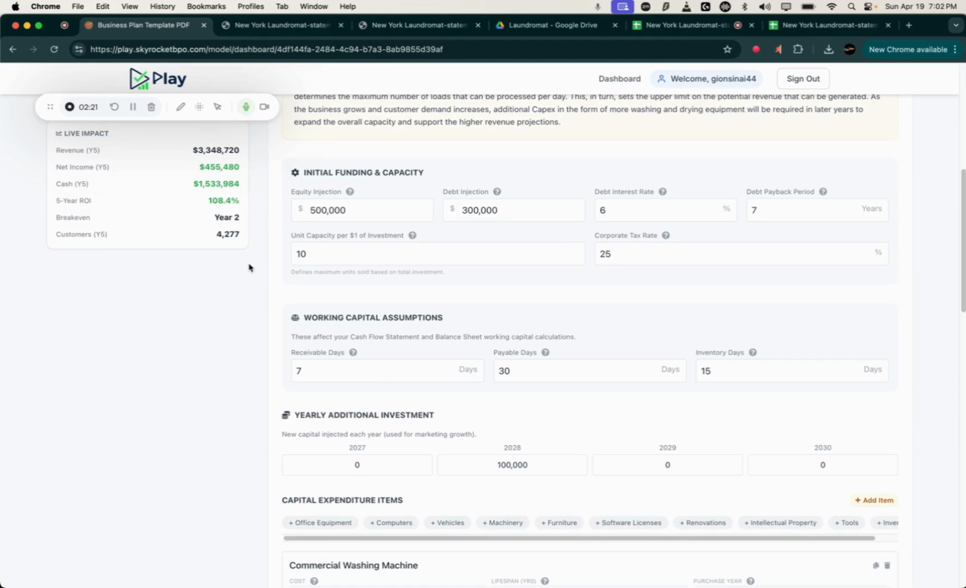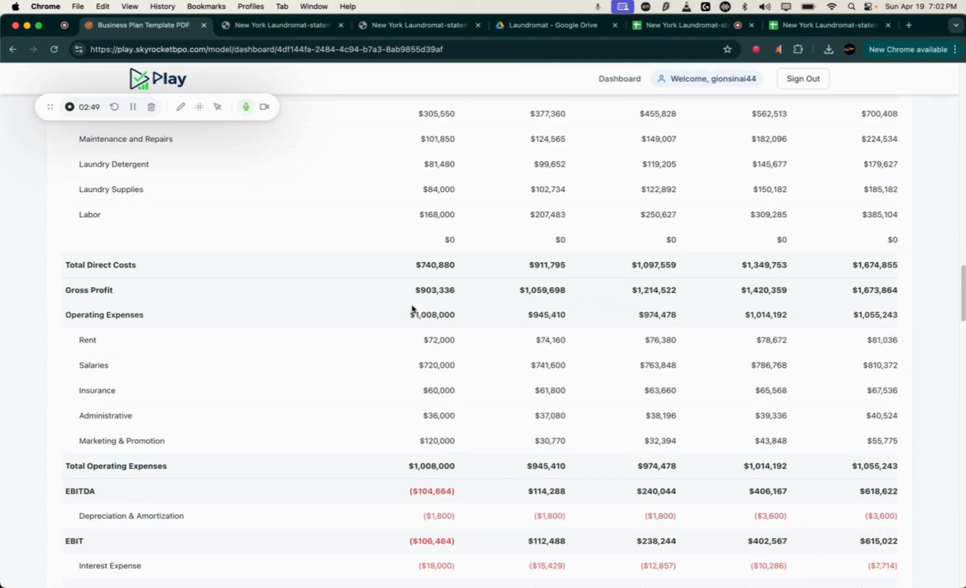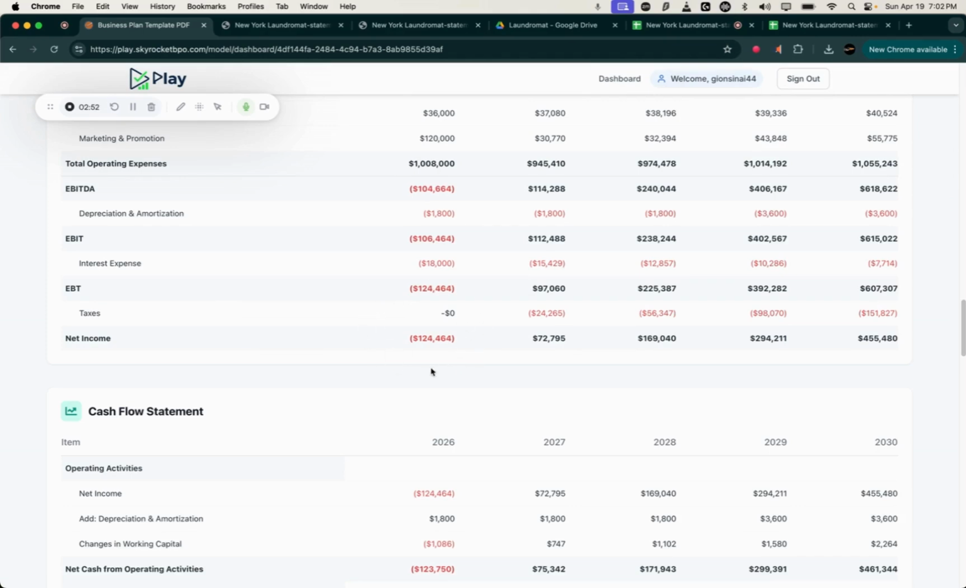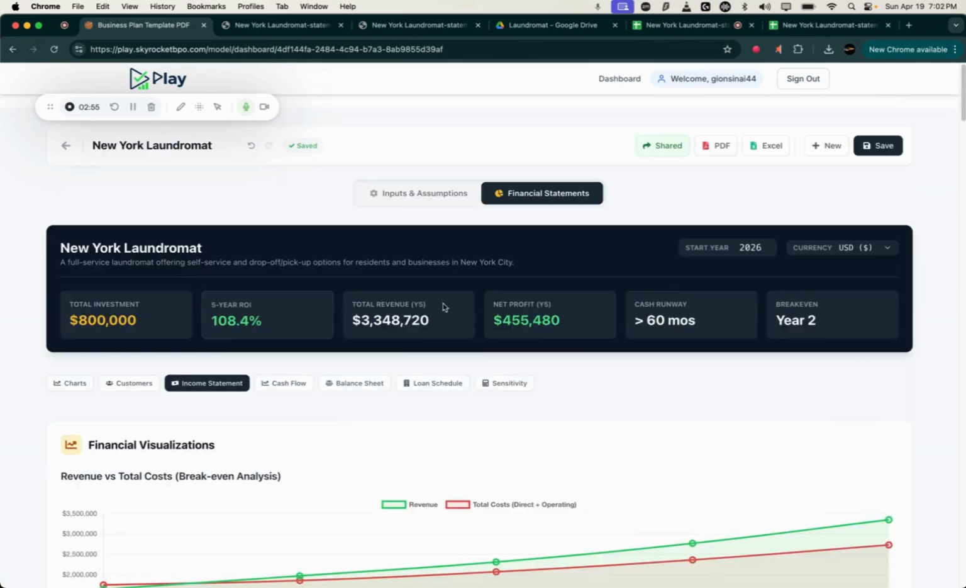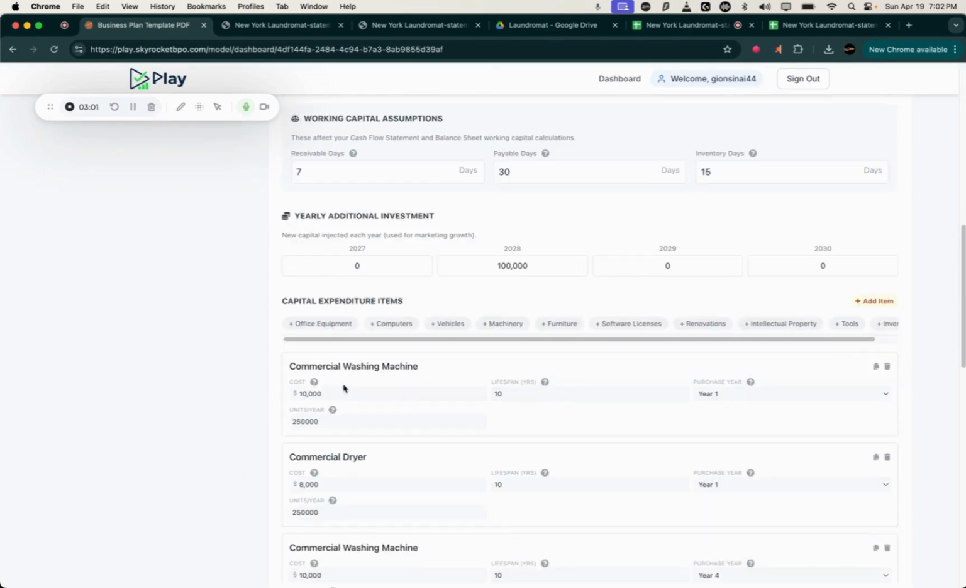In addition to this, we have to deal with the funding issue. For example, in this case, we have assumed that we are going to be injecting exactly $500,000 of equity and $300,000 of debt. Now that debt comes with an interest rate and a payback period. Everything is considered in here. Also, we have taxes in here as well. So let's go back to the income statement for a bit. Since during the first year we are going to be incurring losses, our taxes are zero. So as you can see, we can adjust everything. So this is the details of capex and investment section.